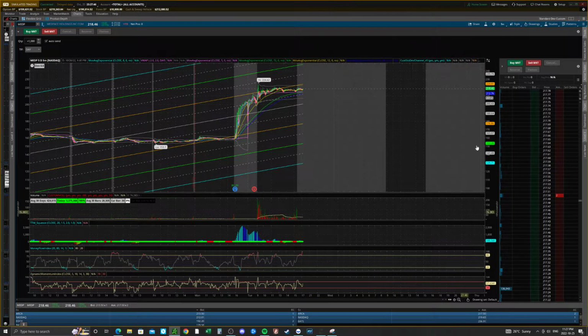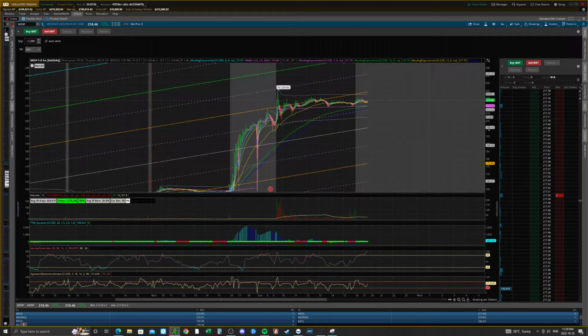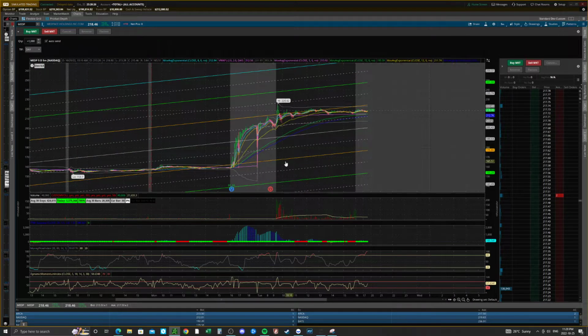But this is a great way to time your entries based on this. Here you can see it pulled back, held the moving averages, and then it ran right off of that dashed white line, which is one of the standard deviations. It took a nice little rip, and then it had some trouble really breaking hard through that orange standard deviation. Got rejected down, and now it's trading sideways, I would say, above the VWAP. Yeah, so that's another way you can use that.